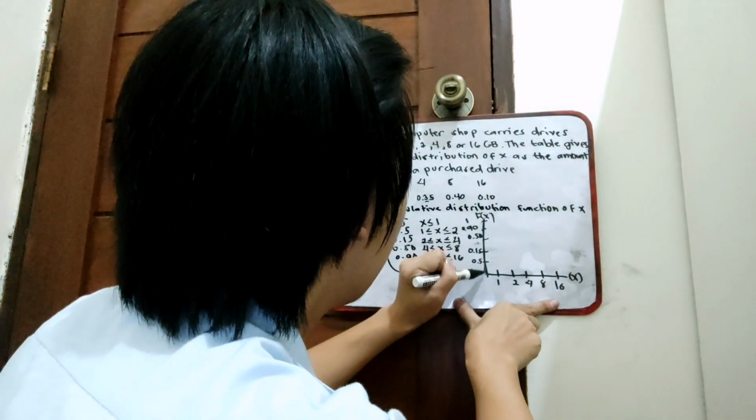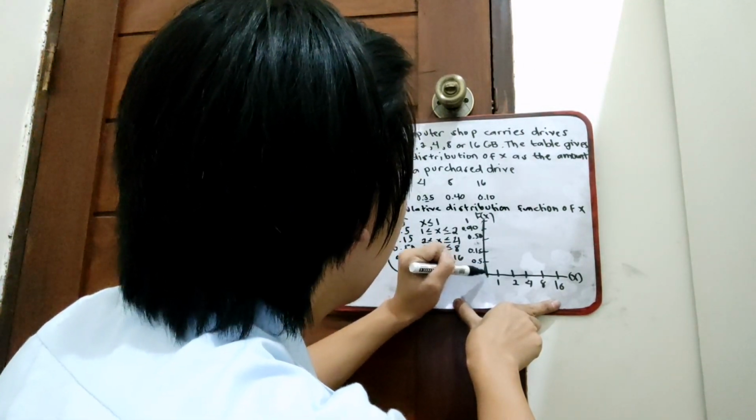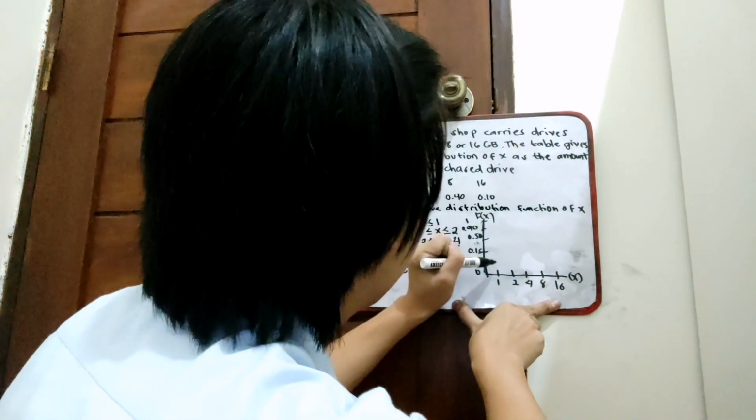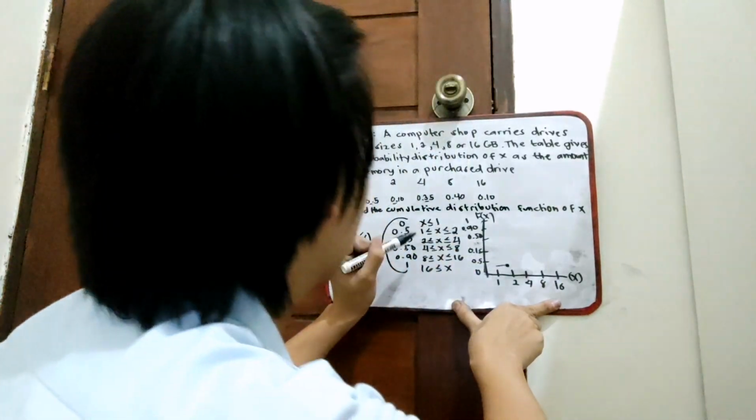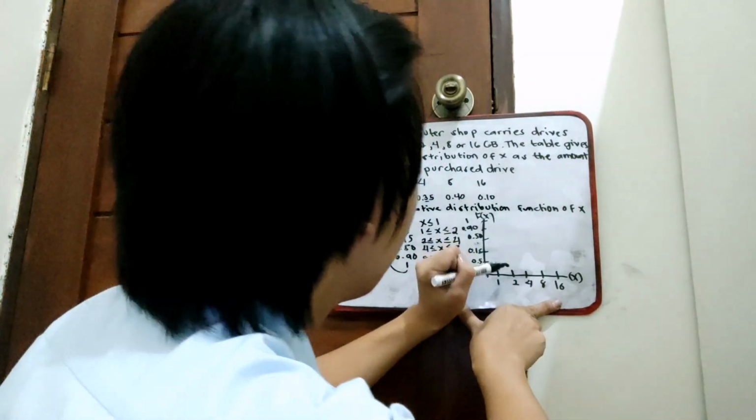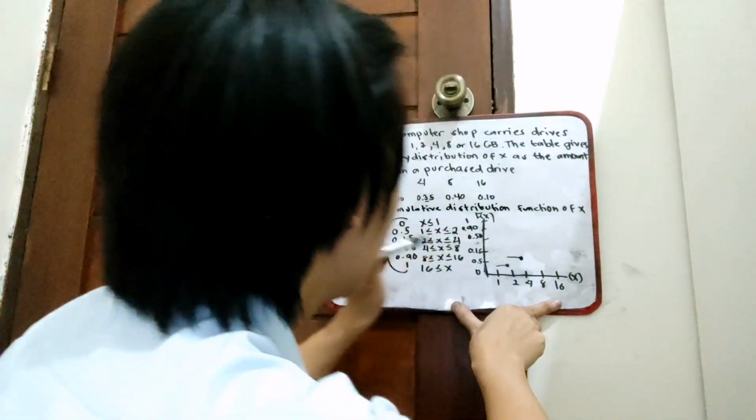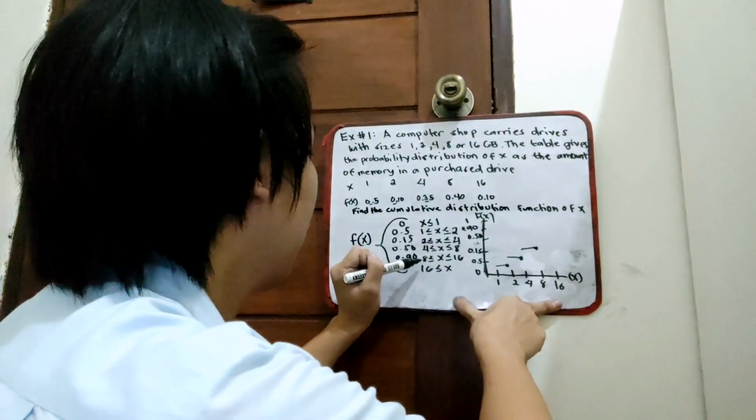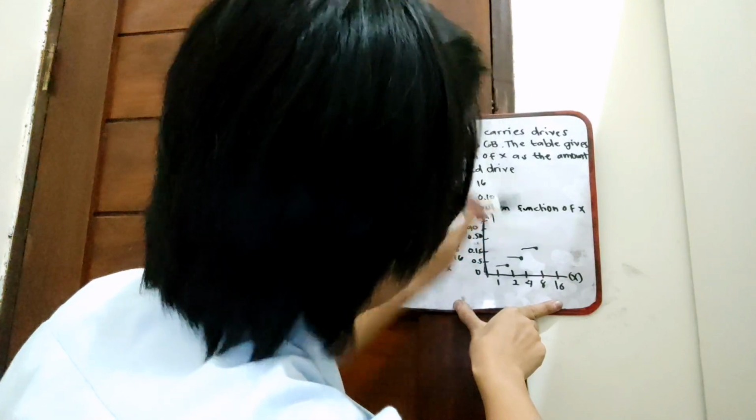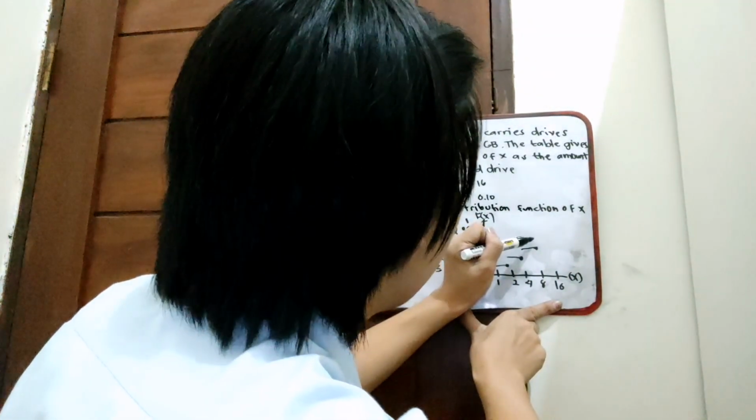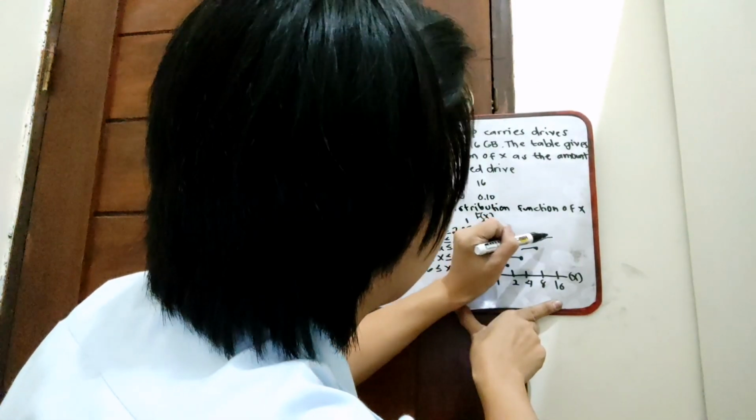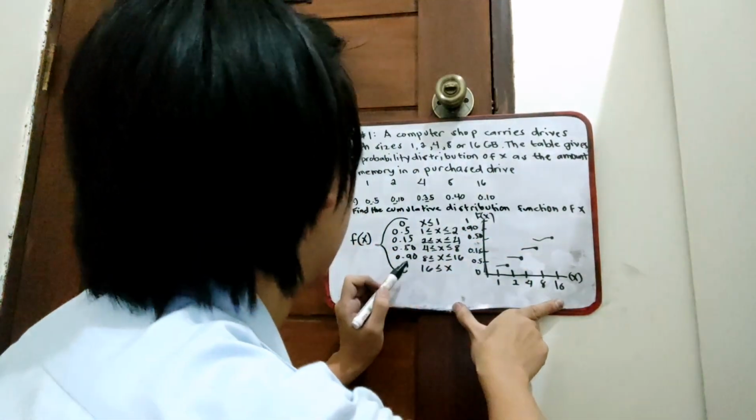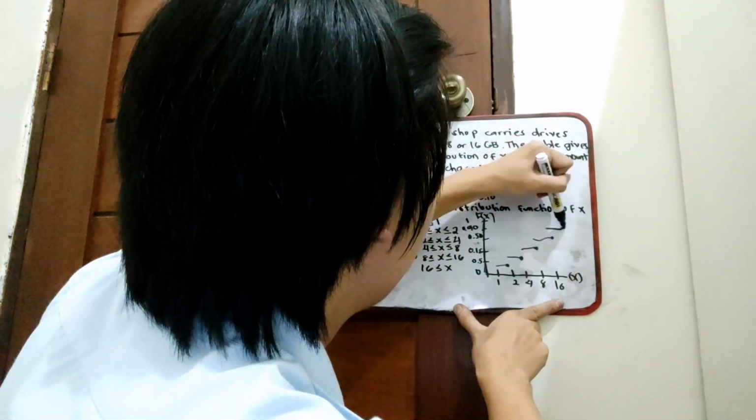Since it is less than 1, it goes here. Second, since it is less than 2, it goes here. That's it. And since less than 4, then 2 to less than 4, 4 to less than 8, and 8 to less than 16, and then 16 less than or equal to X. It goes there.